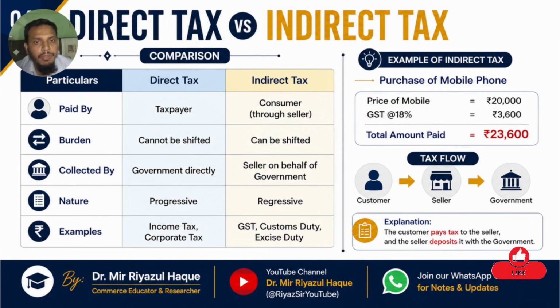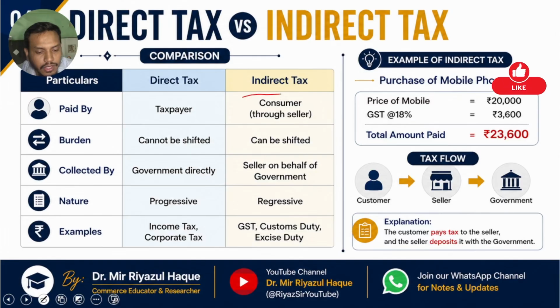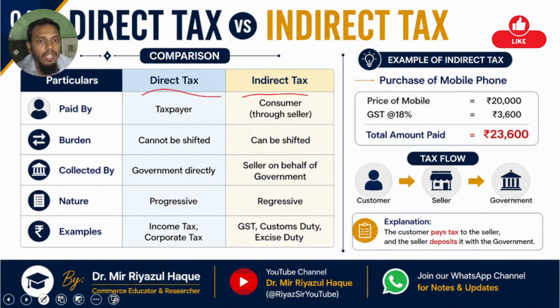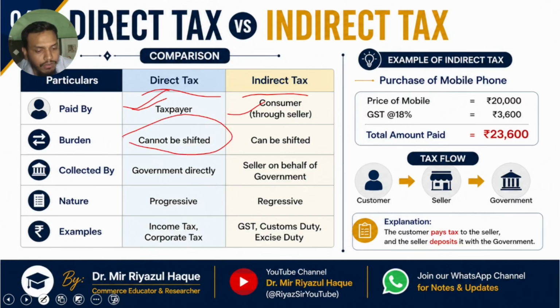Now, the difference between direct tax and indirect tax. Taxes are broadly classified into two categories. The very first is direct tax, and the second one is indirect tax. The direct tax is paid directly by the person on whom it is imposed, whereas the indirect tax is paid by another person than the one on whom it is imposed. The burden of direct tax cannot be shifted, whereas the burden of indirect tax can be shifted.